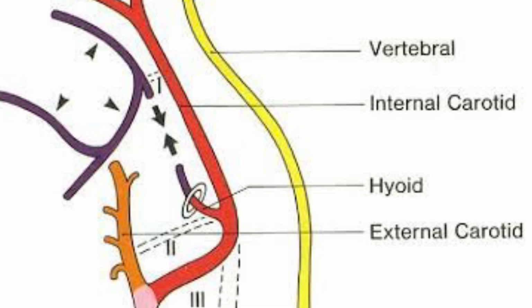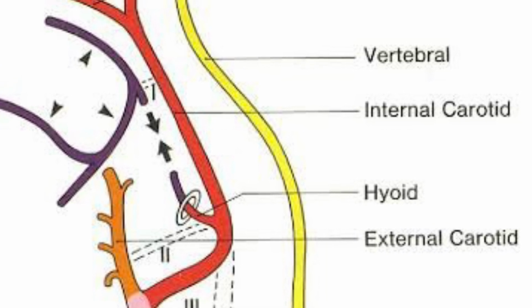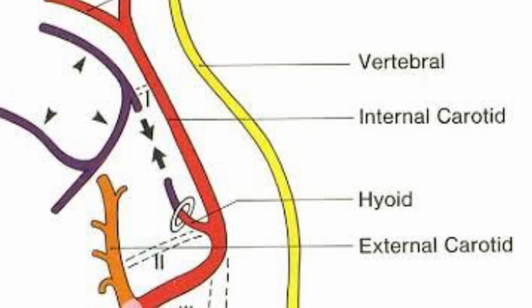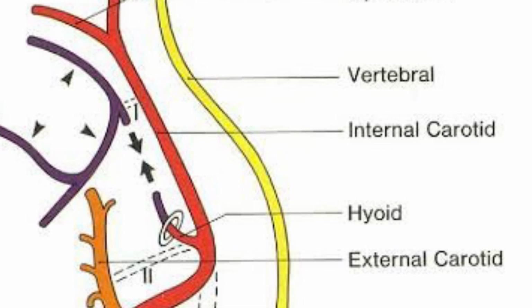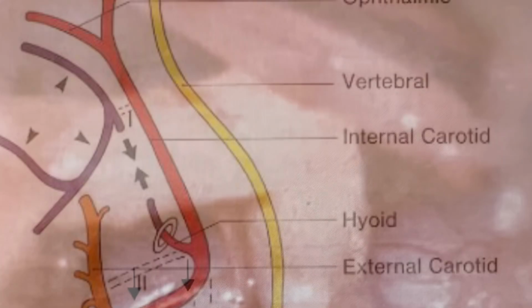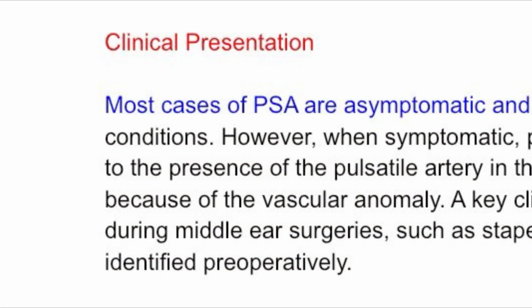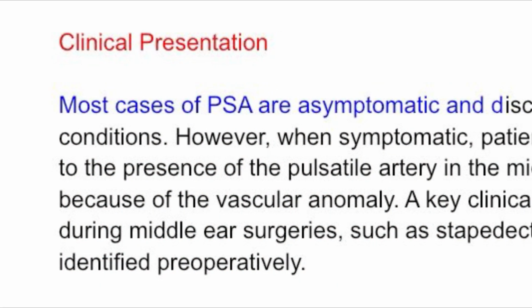Anatomically, this can result in the PSA entering the middle ear cavity via the obturator foramen of the stapes and continuing anteriorly, where it may anastomose with the internal maxillary artery to supply the middle meningeal artery. Most cases of PSA are asymptomatic and discovered incidentally during imaging for other conditions.